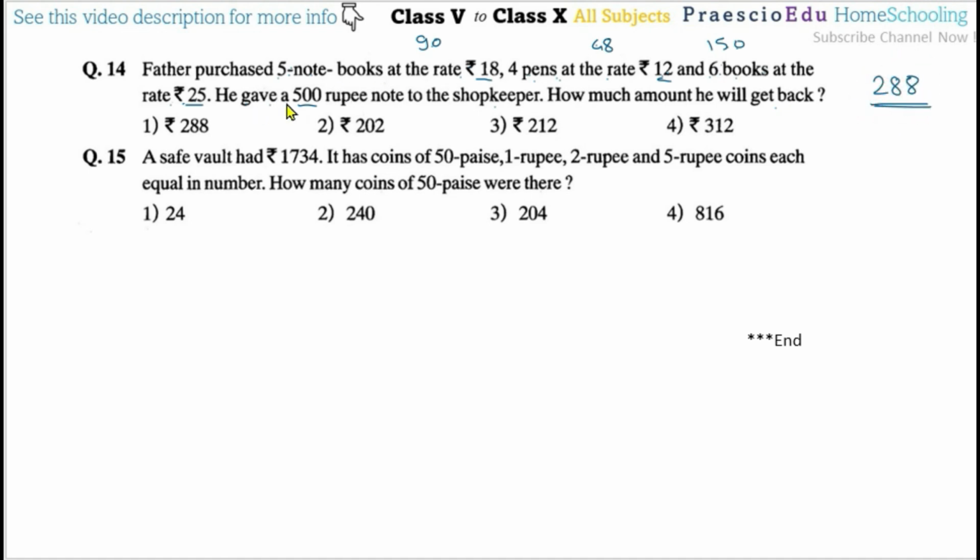Now he has given a 500 rupees note, so we have to deduct this amount from 500. After this deduction, 10 minus 8 is 2. Then 9 minus 8 is 1, and this is reduced to 4. So 4 minus 2 is 2. So 212. This is given in option number 3. So this much amount he will get back.